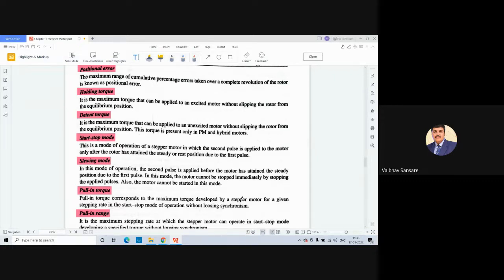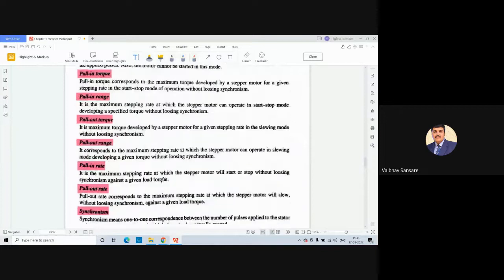Initially we have to start that motor with start-stop mode, and after that we can switch the motor into slewing mode. In slewing mode, the pulses are applied in a continuous manner. We do not wait till the rotor attains its steady state position after the first pulse. Before the rotor comes to its initial steady state, we apply the second pulse directly, so that the rotor does not attain its rest condition, or steady state condition, in slewing mode of operation.